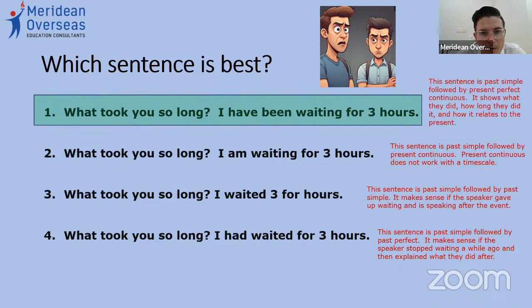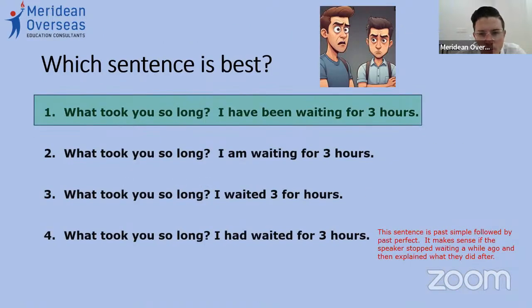So, as you can see here, for this number 4, this sentence is past simple followed by past perfect. This would make sense if the speaker stopped waiting a while ago and then explained what they did after. But what I wanted you to imagine in this scenario was like this picture here. This man has clearly been waiting, and this man who's arrived late has just literally arrived 3 hours late. So this one would make sense if they were talking after the event, like maybe a day after someone had waited 3 hours.